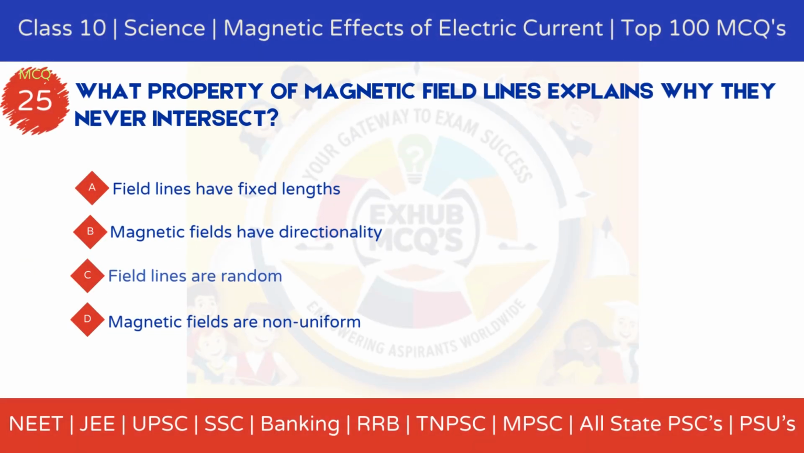MCQ 25. Why don't magnetic field lines intersect? Option A, they have fixed lengths. Option B, magnetic fields have directionality. Option C, they are random in nature. Option D, magnetic fields are non-uniform.